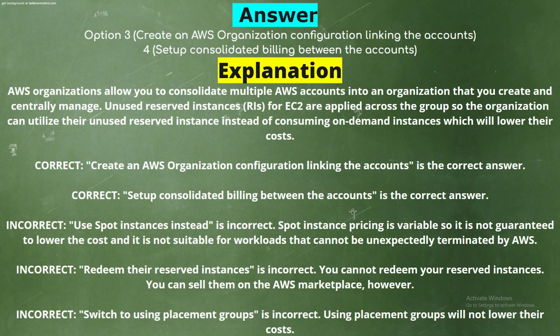Incorrect. Use spot instances instead is incorrect. Spot instance pricing is variable, so it is not guaranteed to lower the cost, and it is not suitable for workloads that cannot be unexpectedly terminated by AWS. Incorrect. Redeem their reserved instances is incorrect. You cannot redeem your reserved instances. You can sell them on the AWS Marketplace, however. Incorrect. Switch to using placement groups is incorrect. Using placement groups will not lower their cost.